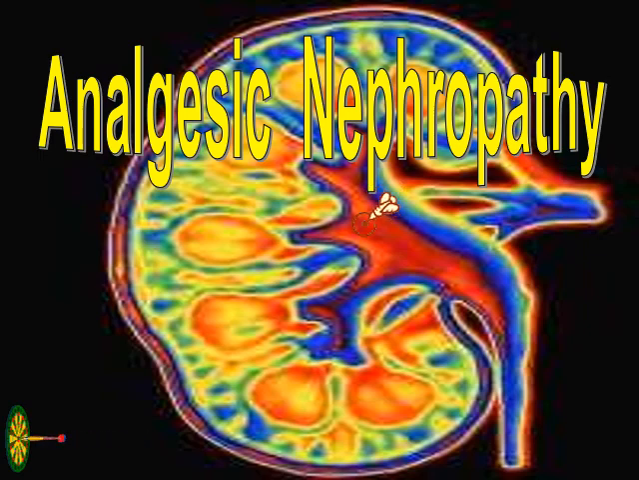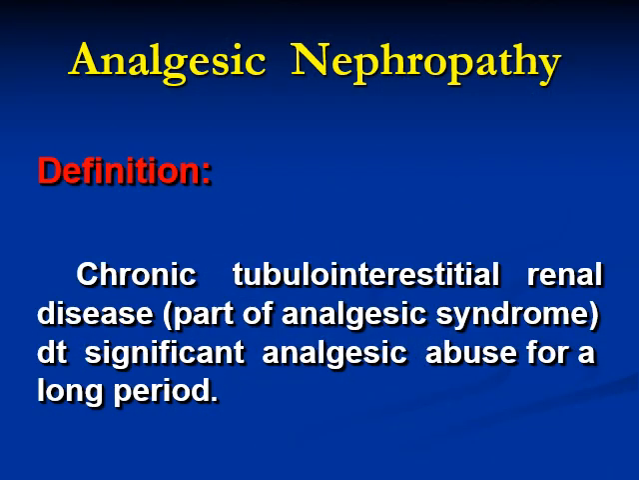Analgesic nephropathy. This is a common cause for chronic interstitial nephritis. It is a part of the analgesic syndrome. It occurs in individuals who abuse the non-steroidal anti-inflammatory drugs for a long period of time. Those patients develop what is known as analgesic syndrome. This is a multi-organ and a multi-system manifestation.